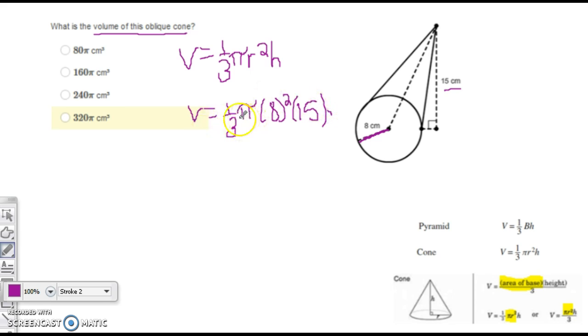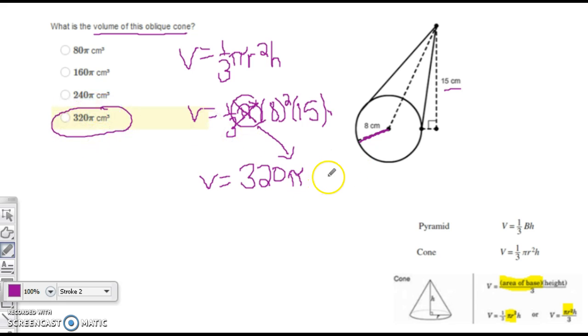And that gives me 320. So I did not multiply pi. I just left a pi alone. And I multiplied my other 3 things without pi. And then I'm just going to stick pi back on my answer. So my answer is 320 pi centimeters cubed.